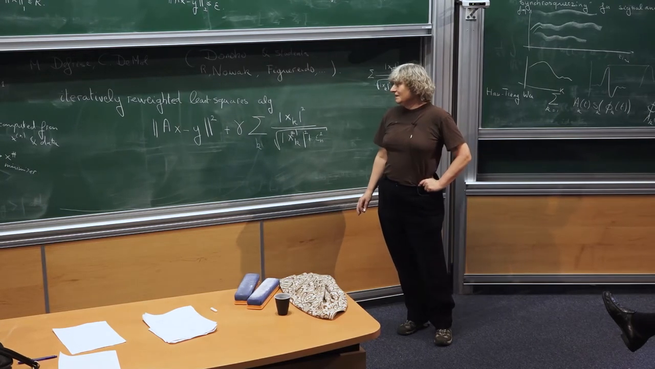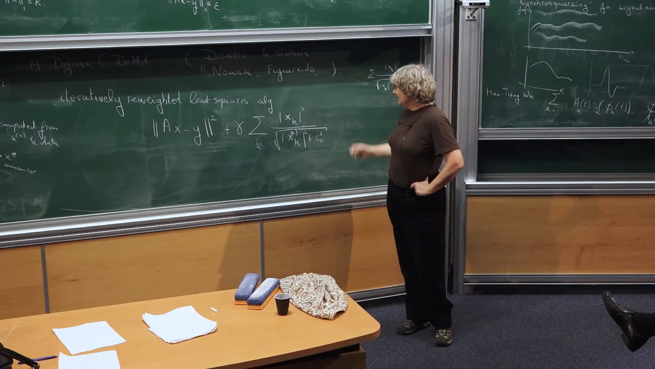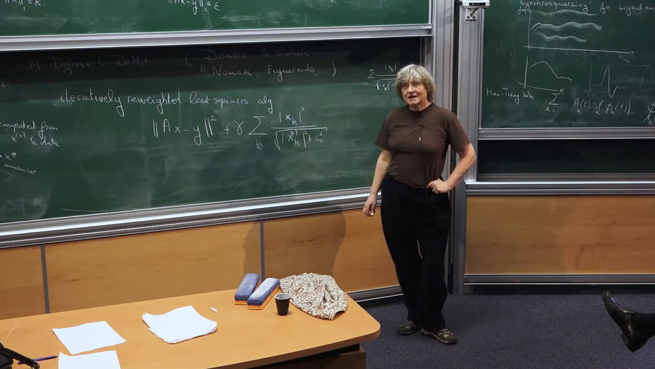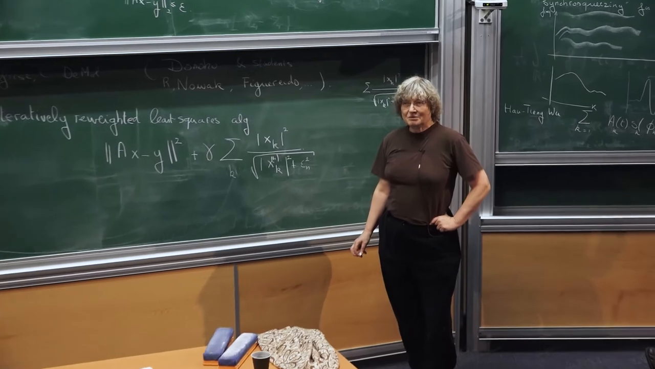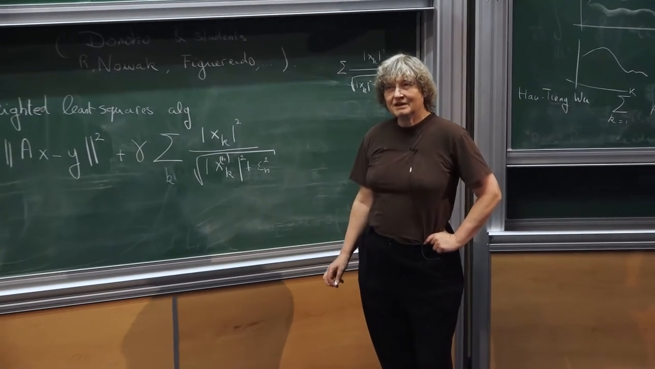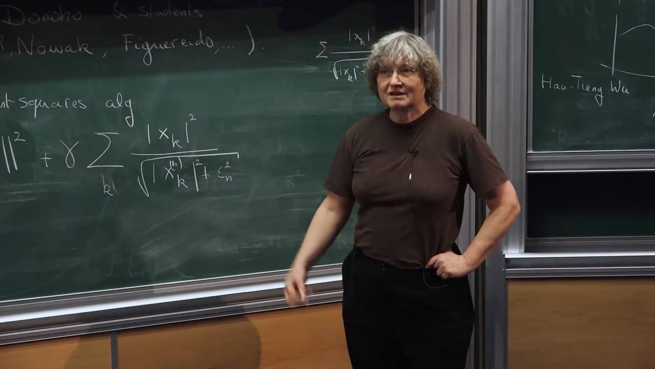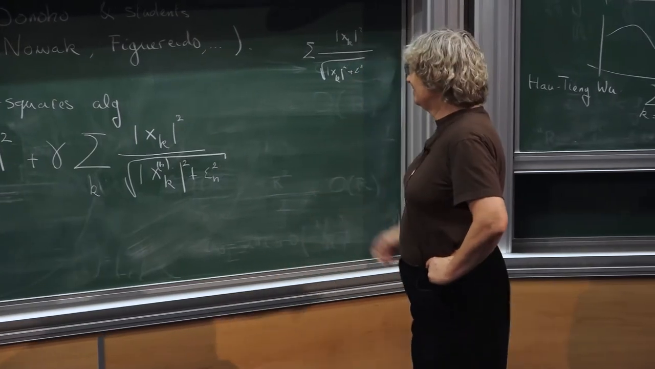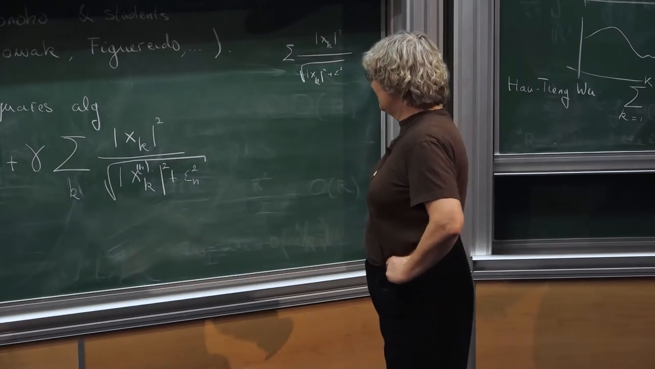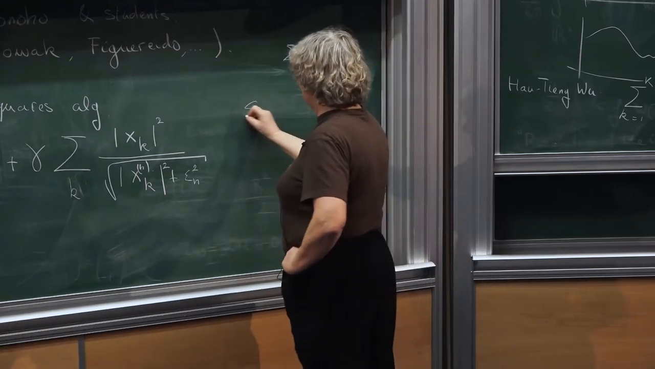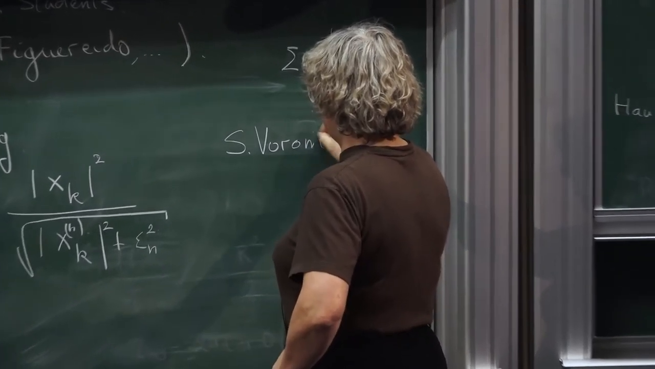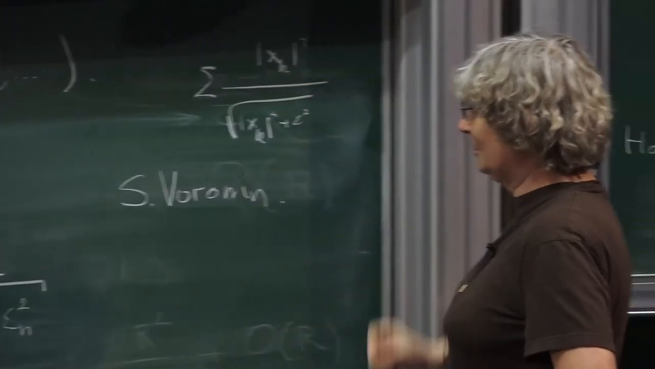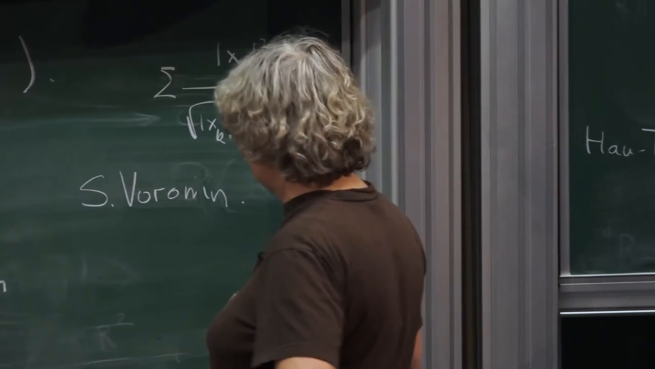And in speed, it turns out you can apply a conjugate gradient on this. You can do a couple of steps of weighted conjugate gradient, then readjust the weight, conjugate gradient again, and so on. This work was done in a paper by my student Sergei Voronin and myself, which should be coming out soon. It took a while after he finished his thesis for it to be written up.